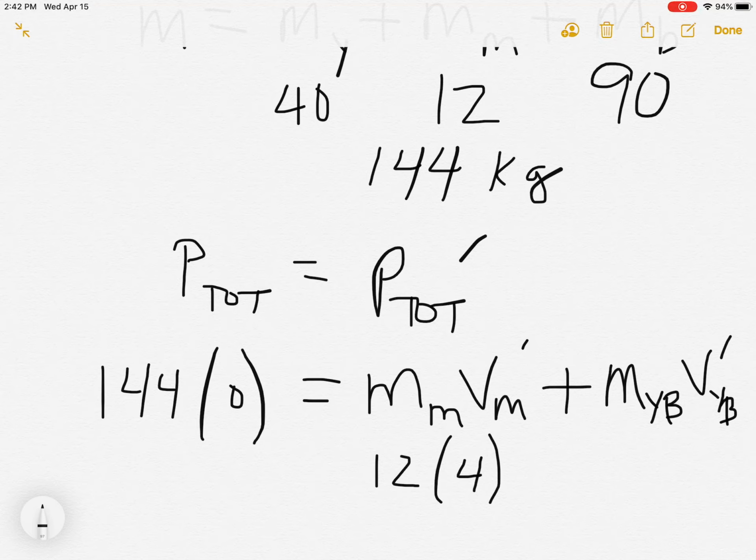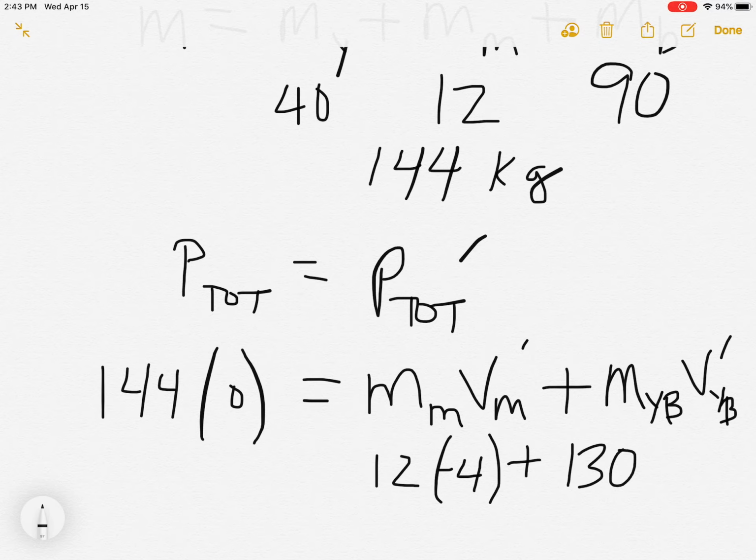Now in the picture, the 4 is to the left. You can just figure this out and you'll get a negative answer for your velocity of the boat, which just means it's going in the opposite direction that you throw. But if you prefer to look at the picture and put a -4 right here, that's fine too. That'll give you a positive velocity for the boat. So however you want to do your reference framing in your head is up to you.